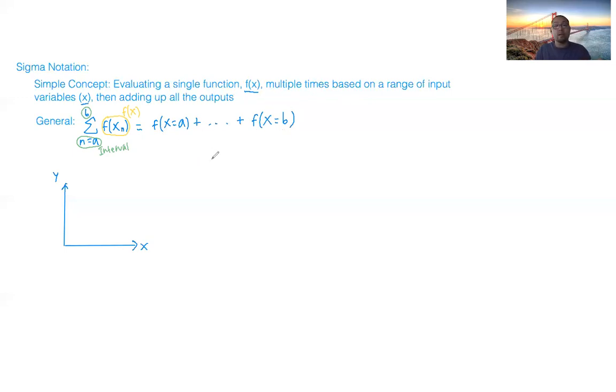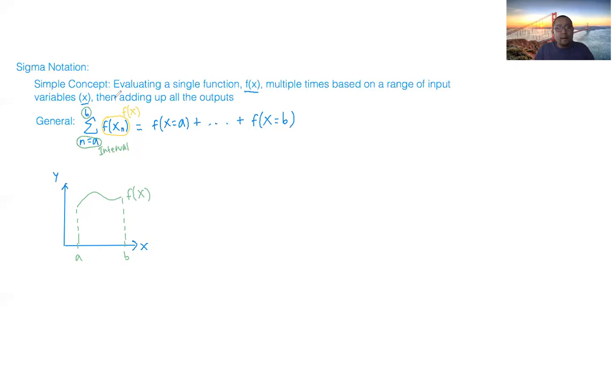Pictorially, visually, what I mean is that if this is your curve for your function f of x, a and b is the interval over which you're making these calculations. So you're starting at a and ending at b, and this is the range over which you evaluate.